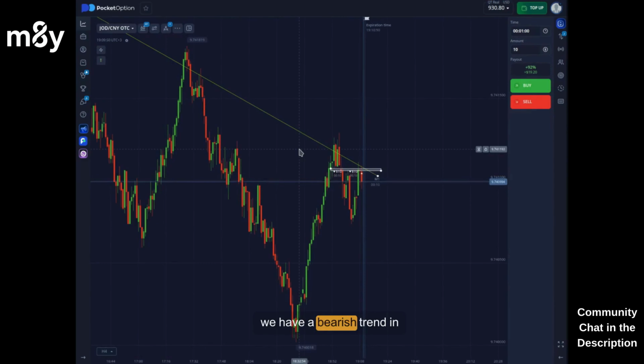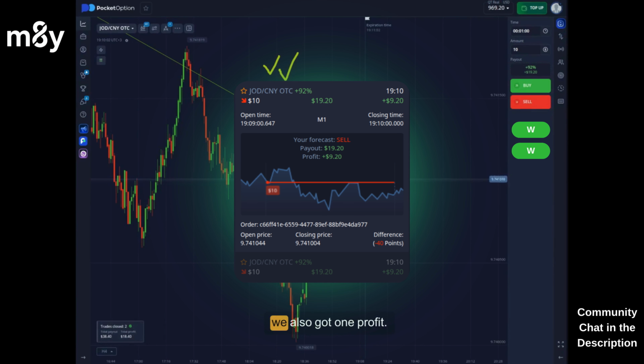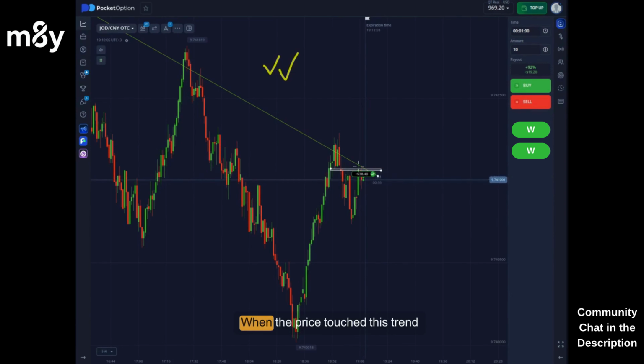So we have a bearish trend in the market. We have a trend line that touched it. Also, when the price touched this line, we got one profit. When the price touched this trend line, we got one red candle. That's confirmation for us. Also, that little white zone that shows us the common point of rejections also gave us some verification. But mostly this is a three verification trade.